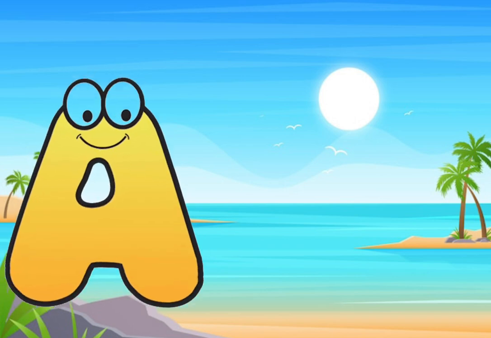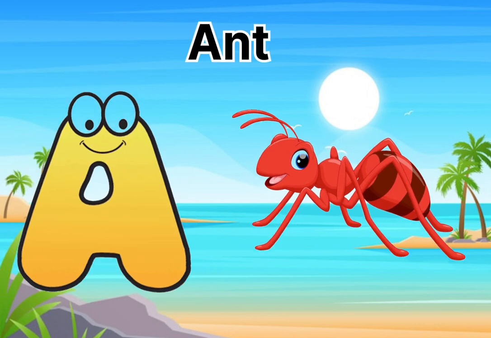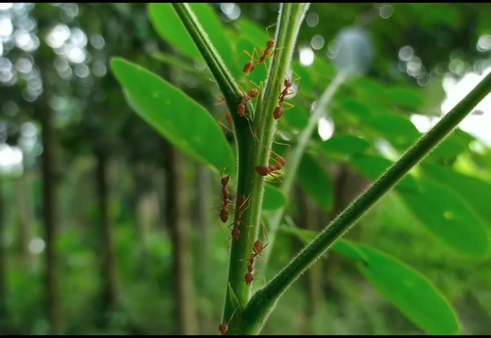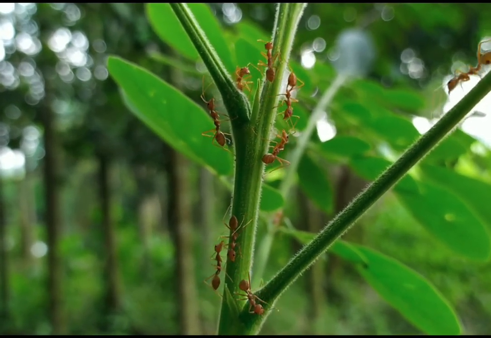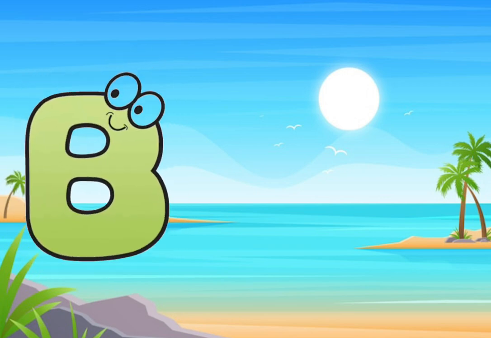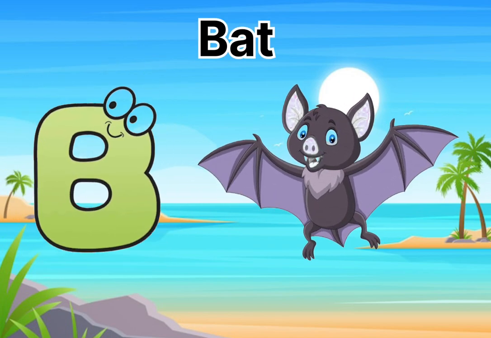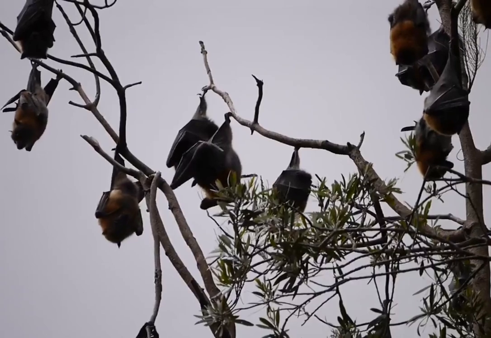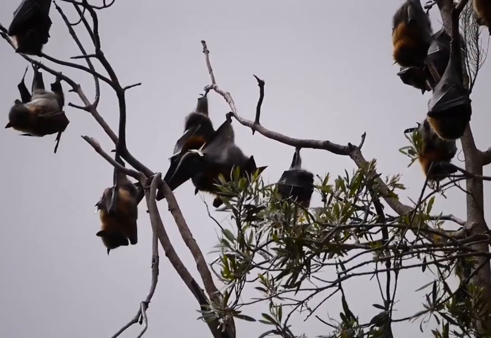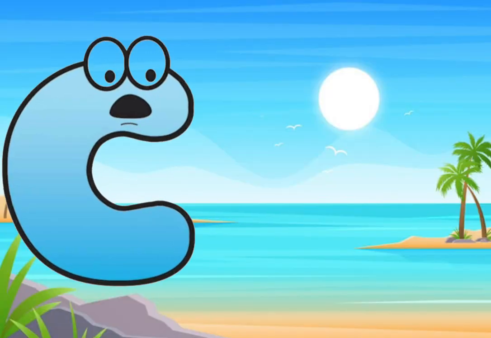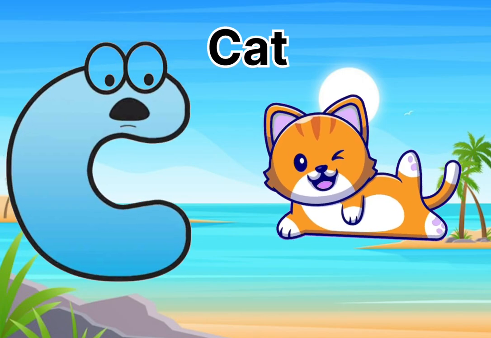A, letter A. A for ant. B, letter B. B for bat. C, letter C. C for cat.